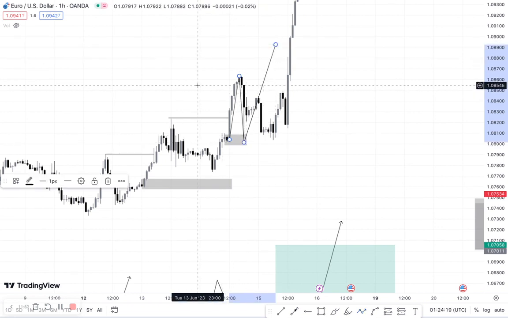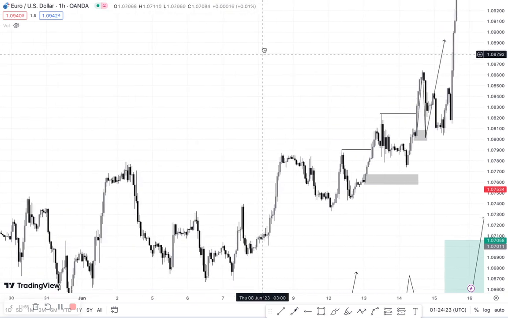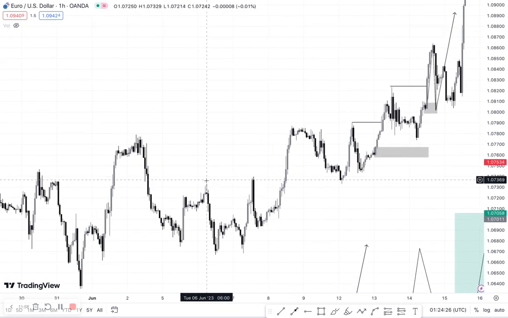All right. Now let's see if we can identify more. It's all about you identifying all these things here. So now look at this scenario. Now we had a break of structure here. Okay. So we had the break of structure.